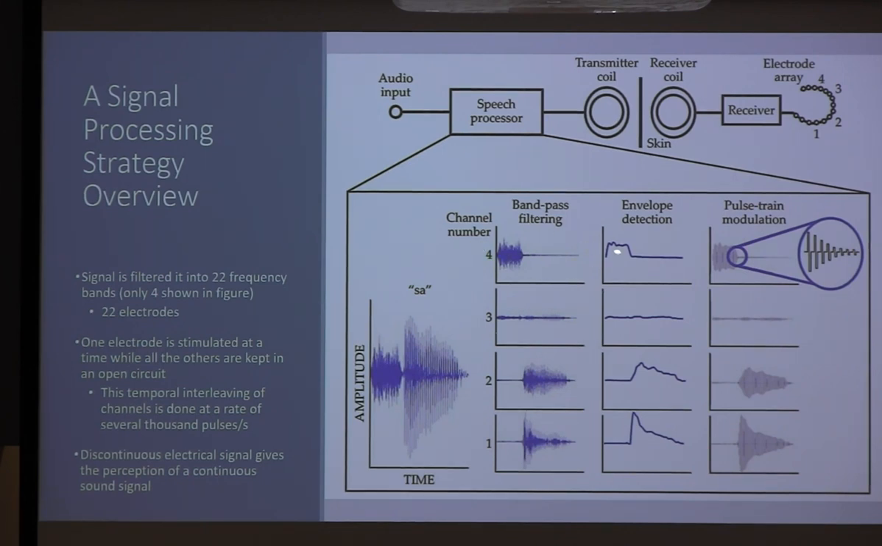From here, the envelope of the signal in a channel will be taken out, which is basically like the outline of the amplitude, and this will be used to modulate or create a signal of pulses, basically. A couple things to note: only one electrode is stimulated at a time, while others are kept in an open circuit in order to prevent a signal going to the wrong part of the cochlea, because then you wouldn't be able to interpret the sound correctly. And then also, this discontinuous electrical signal is able to give the perception of a continuous sound signal, because that's how electrical signals work in the body and in the ear.